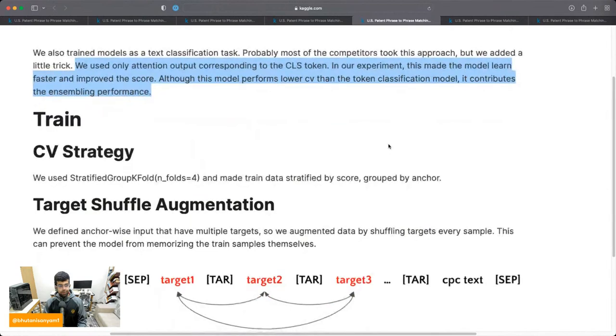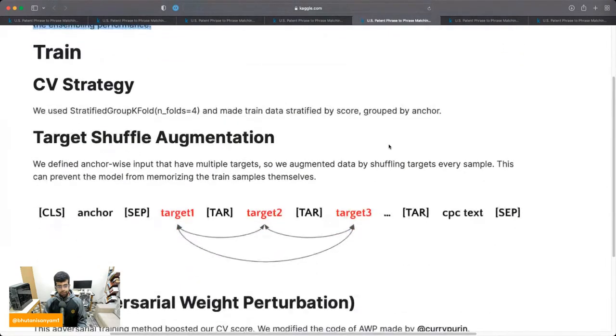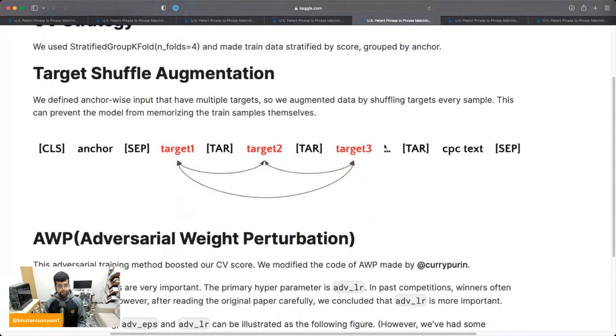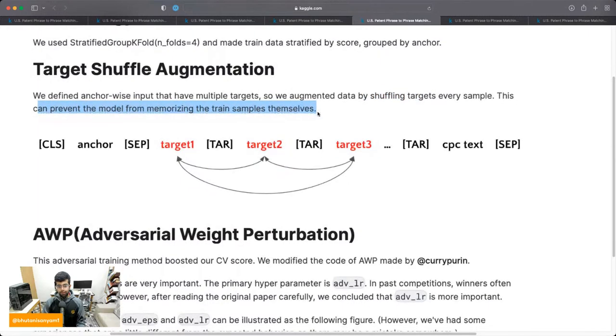They talk about the CV strategy and also target shuffle augmentation. We looked at this, but I'll quickly mention it again. So the trick was shuffling these targets between each other. They augmented this to prevent the model from memorizing the train samples themselves.